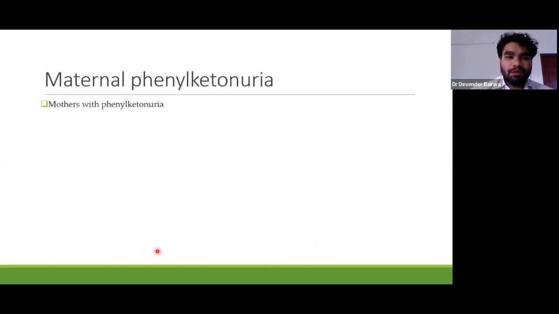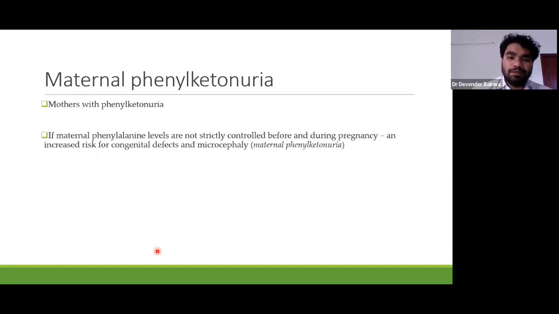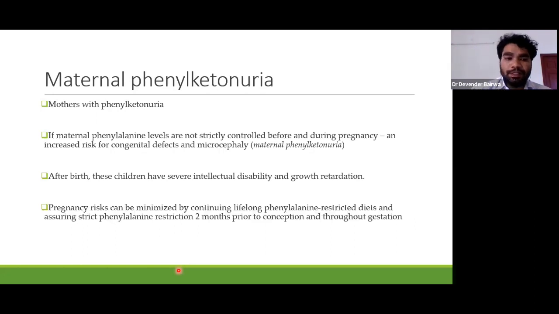Maternal phenylketonuria. Many females with phenylketonuria can conceive and become pregnant, and if their phenylalanine levels are not adequately controlled, their children have an increased risk of congenital defects and microcephaly. This is known as maternal phenylketonuria. After birth, these children have severe intellectual disability and growth retardation.